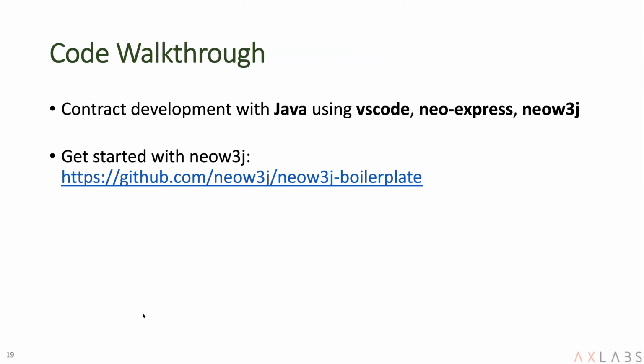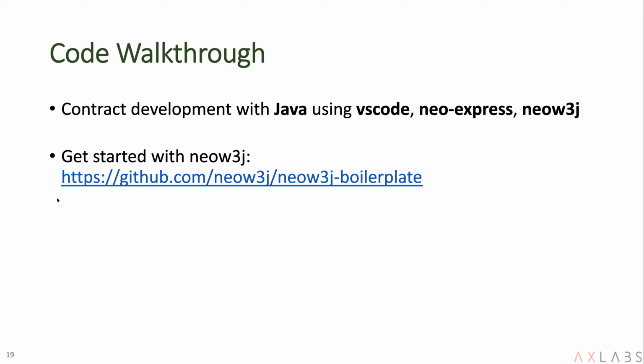All right, and with that, we can go over to the code. So what you will see now is contract development using Java. We're using VS Code, Neo Express as well, and Neo3j, which is the Java library. So we have Neo3j, as Gil explained before, the SDK and the developer pack for implementing smart contracts.